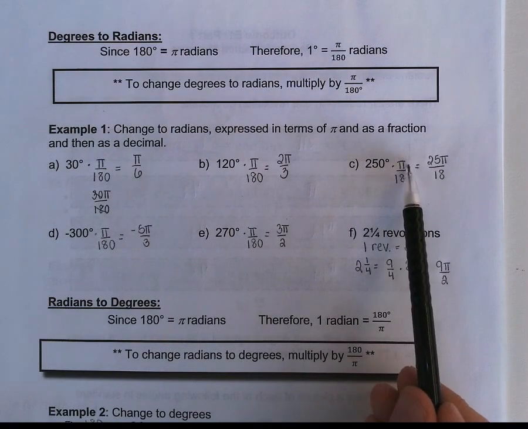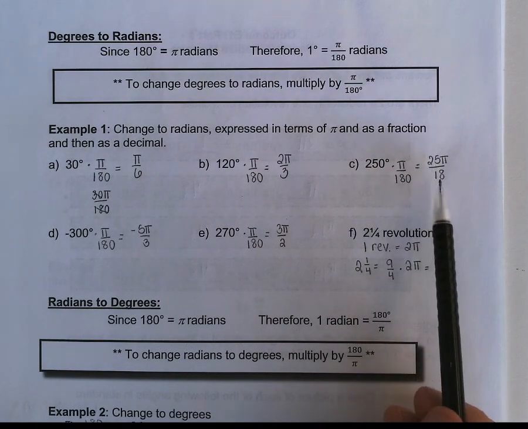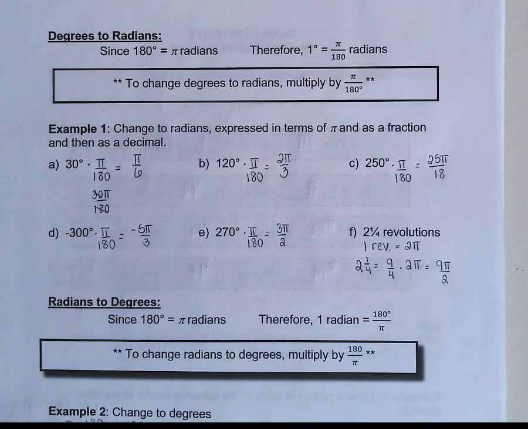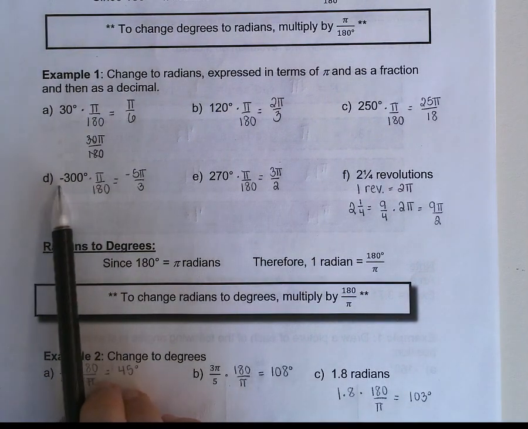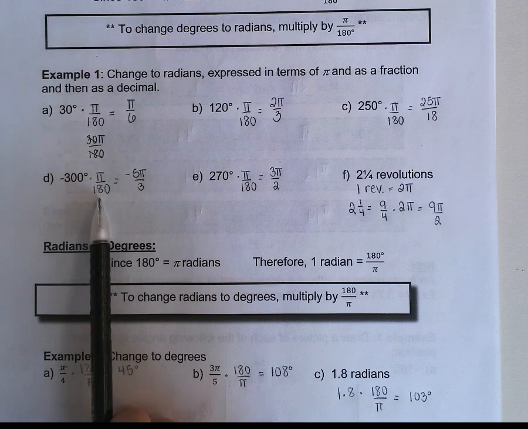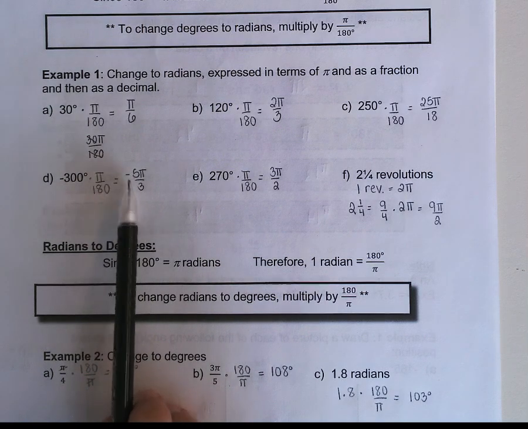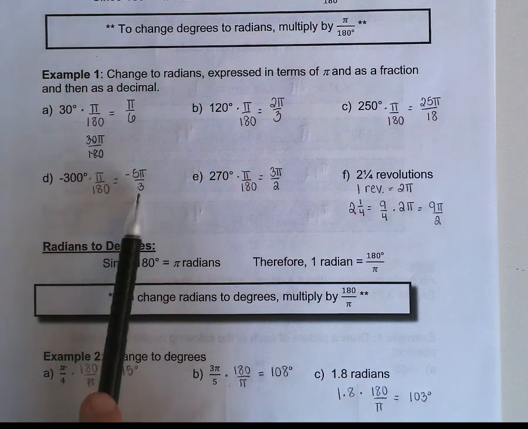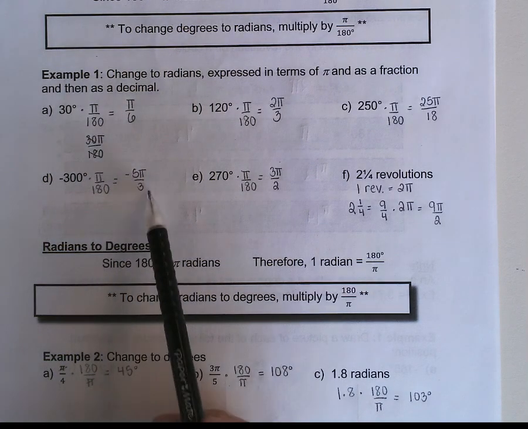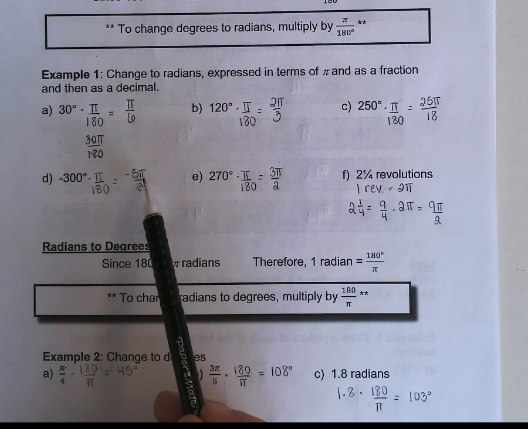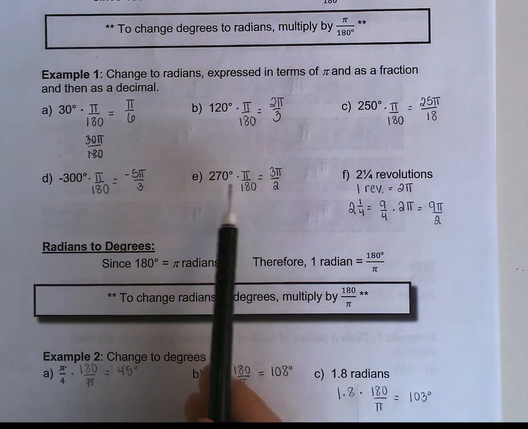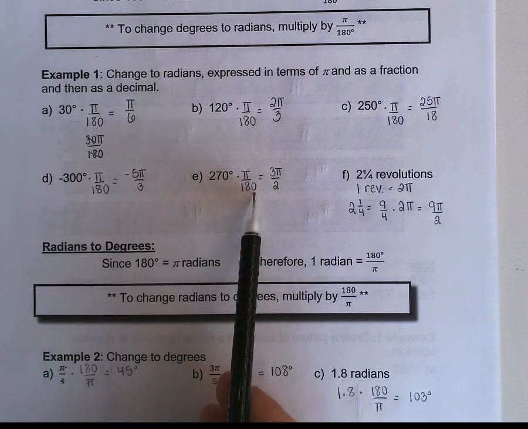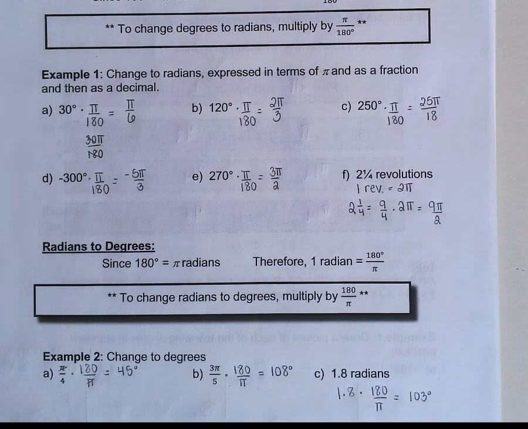250, we would multiply by pi over 180. And again, this fraction doesn't reduce as much. It would just be 25 pi over 18. We can also convert a negative angle. Negative 300 times pi over 180 reduces to negative 5 over 3, so negative 5 pi over 3. You always want to leave these in terms of pi. So pi has an approximate value of 3.14, but we don't want to use that actual decimal. We want to leave it in terms of pi. Same here, 270 pi over 180 simplifies to 3 pi over 2.